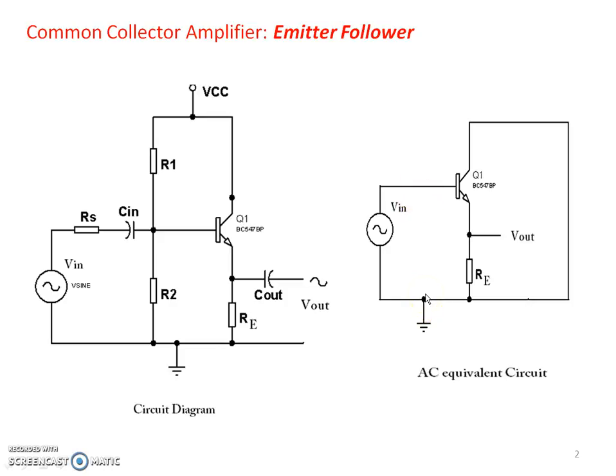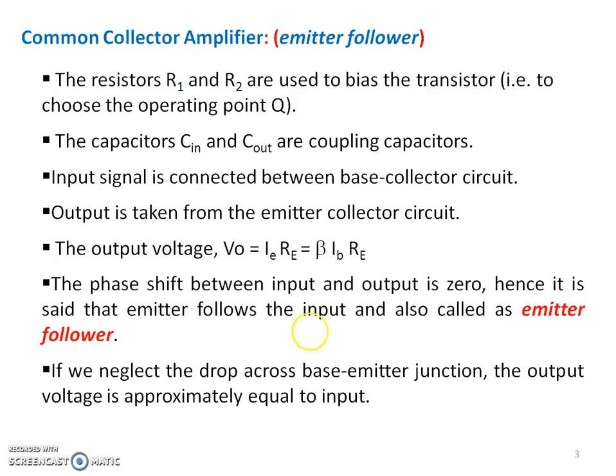Now let us list out first what are the points associated with the common collector amplifier. As I stated, resistors R1, R2 are used to bias the transistor, that is, to choose the operating point. Now we'll concentrate on this. Output voltage is equal to IE into RE, which further can be expressed as beta times IB into RE. So we do find that there is no phase shift between the input and output, and because of this it is called an emitter follower, as the emitter follows the input.